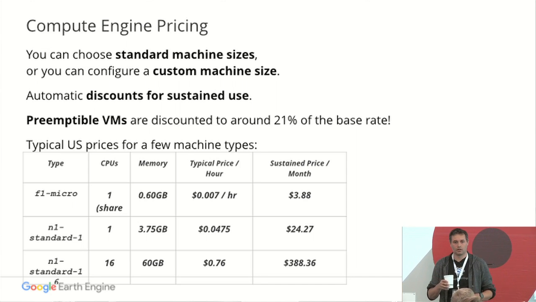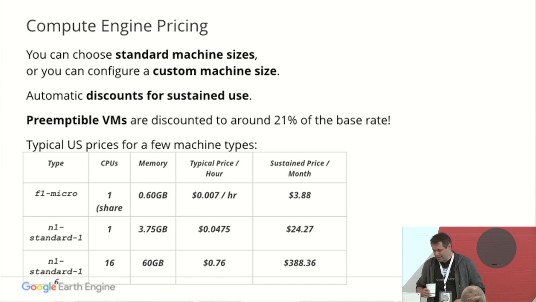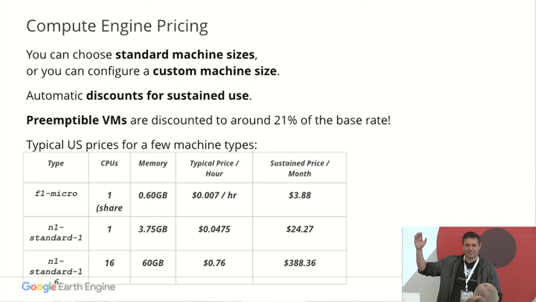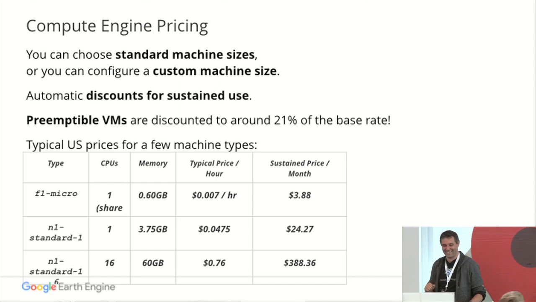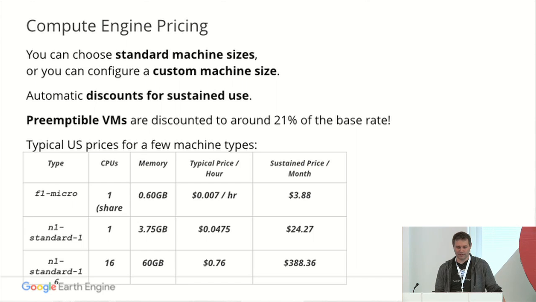Question: You said hourly fee. If you run it for 5 minutes, do you pay for 5 minutes, or do you pay for an hour? Yeah, the granularity is sub-hour, and I honestly forget exactly what the granularity is. It's not 1 second, but it's not 1 hour. It's somewhere in between. The docs will say more about that.